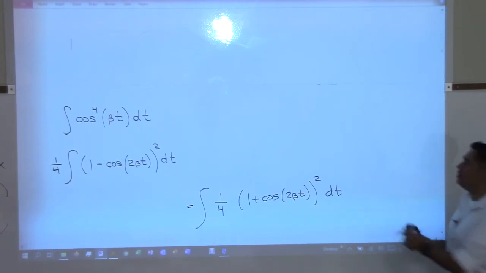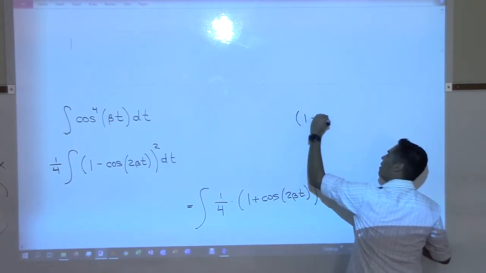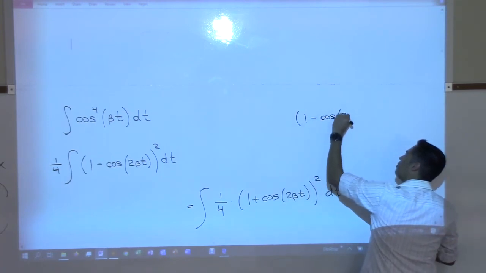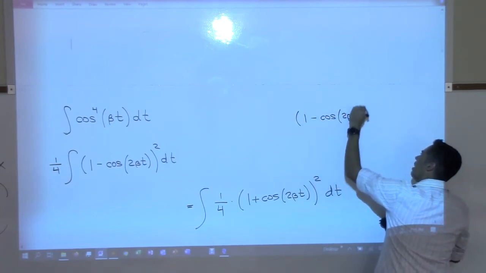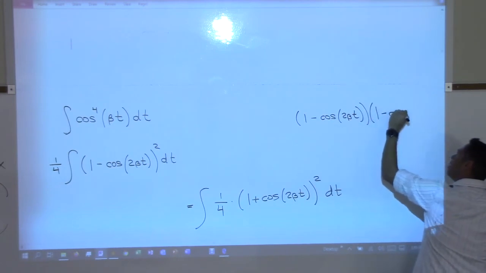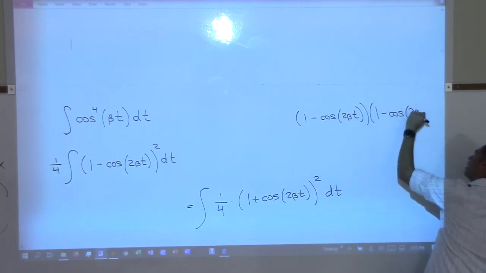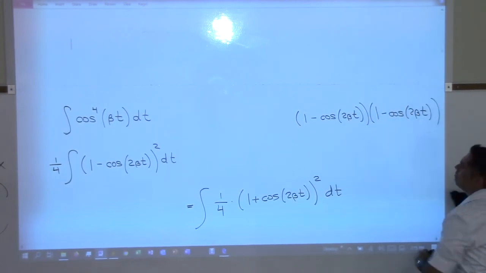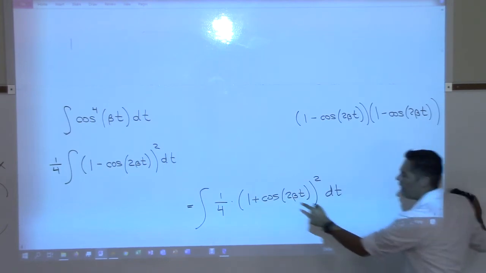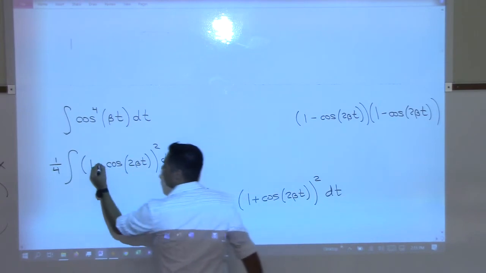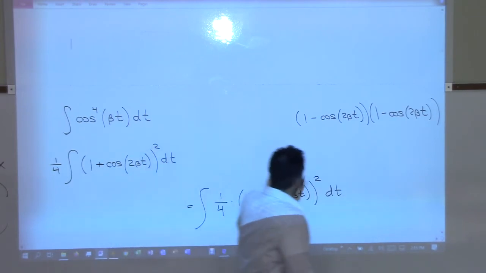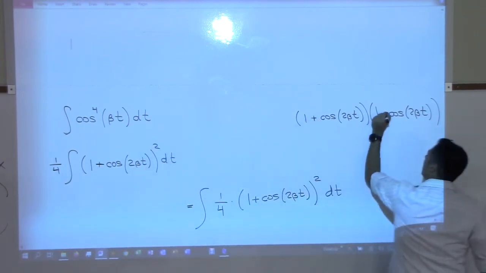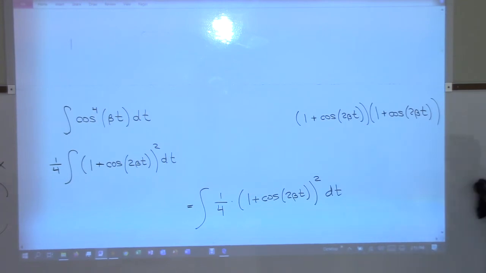All right? So I'm going to be taking 1 minus cosine of 2 beta t times itself. 1 minus cosine of 2 beta t plus... okay, so where did I have it right here? This is the first time I wrote it as minus. I apologize. Thank you for pointing that out, not letting me get too far with that.